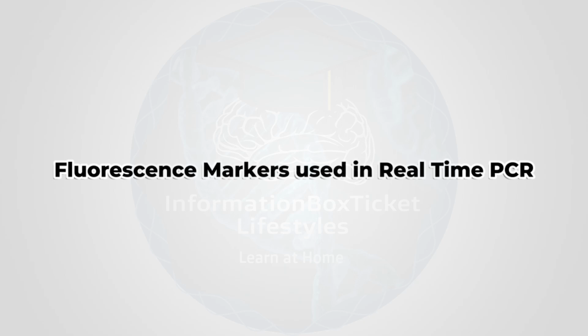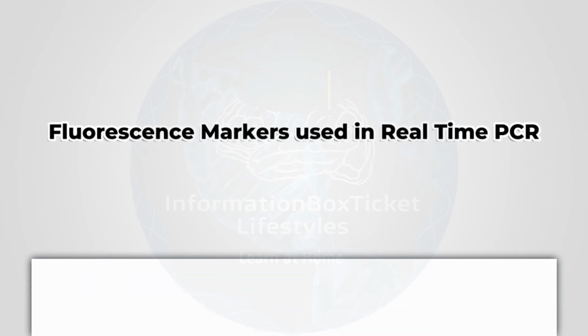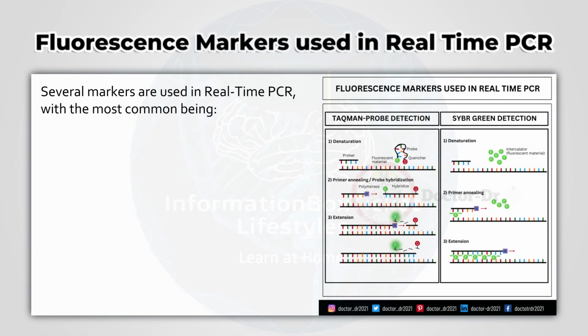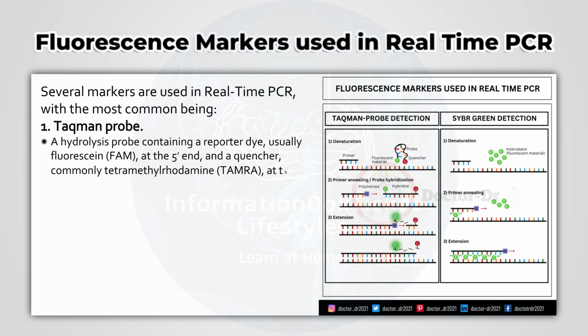Fluorescence markers used in real-time PCR. Several markers are used in real-time PCR, with the most common being 1. TaqMan probe and 2. SYBR Green. 1. TaqMan probe. A hydrolysis probe containing a reporter dye, usually fluorescent FAM, at the 5' end, and a quencher, commonly tetramethylrhodamine, TAMRA, at the 3' end of the oligonucleotide.